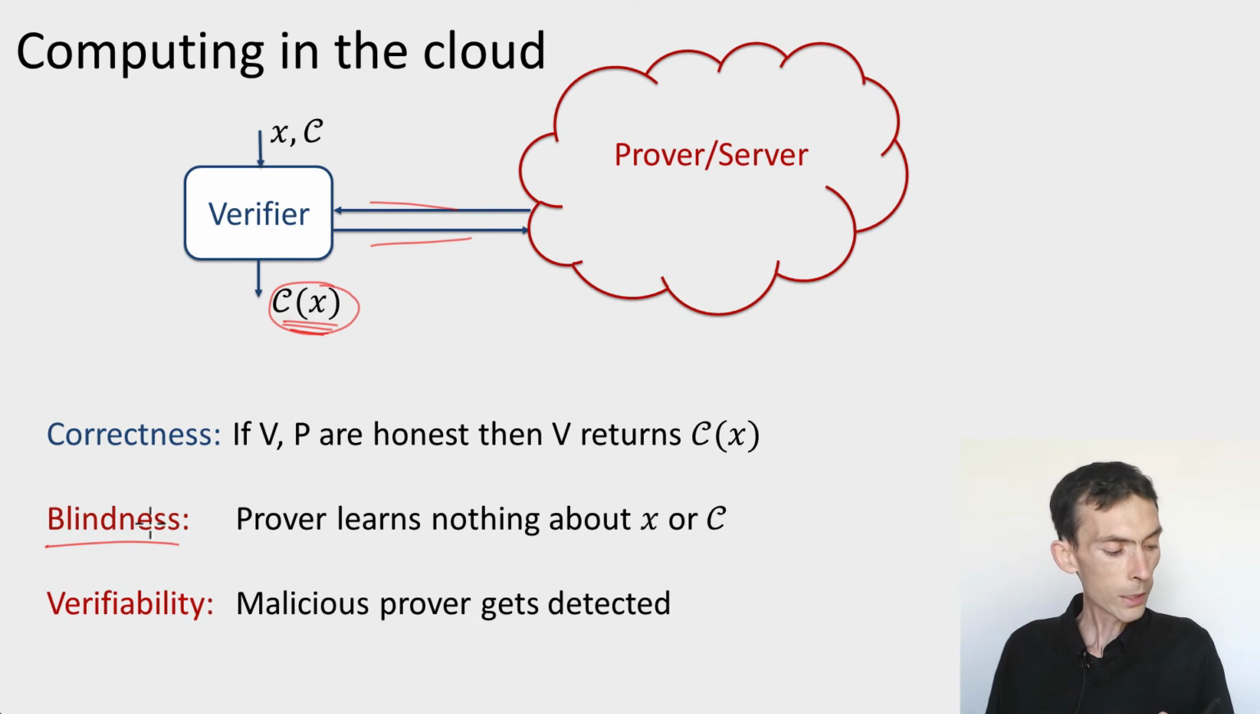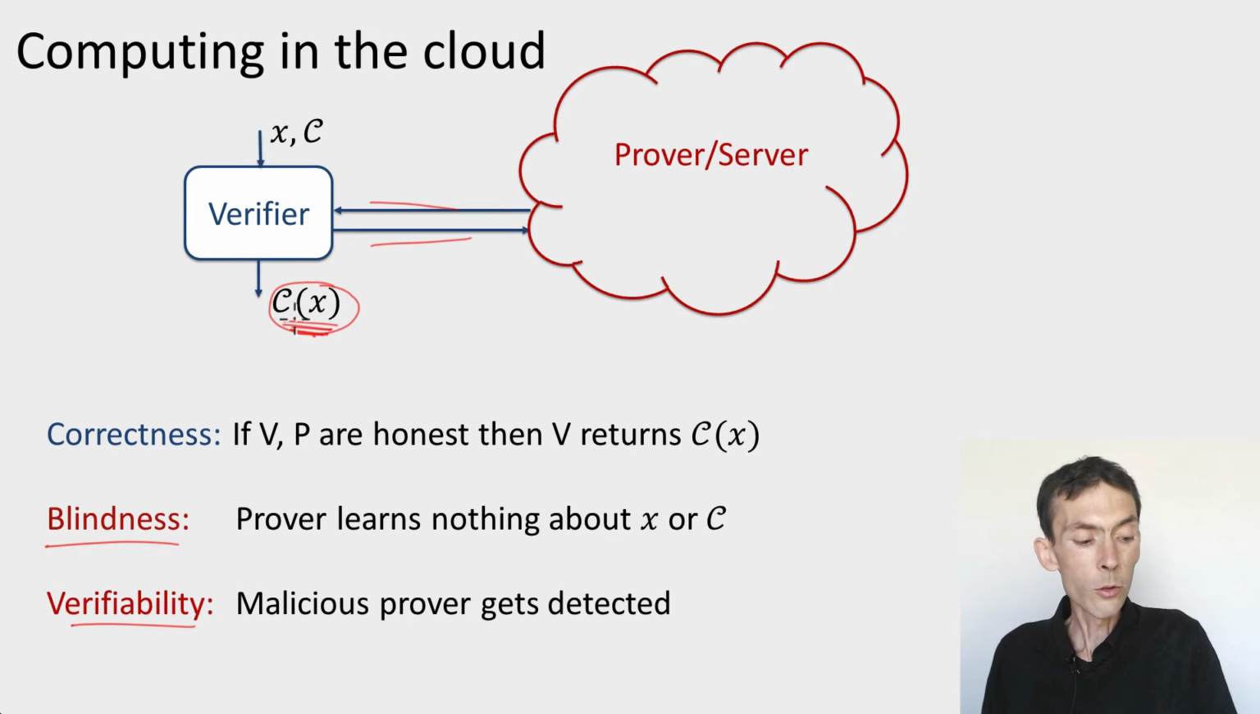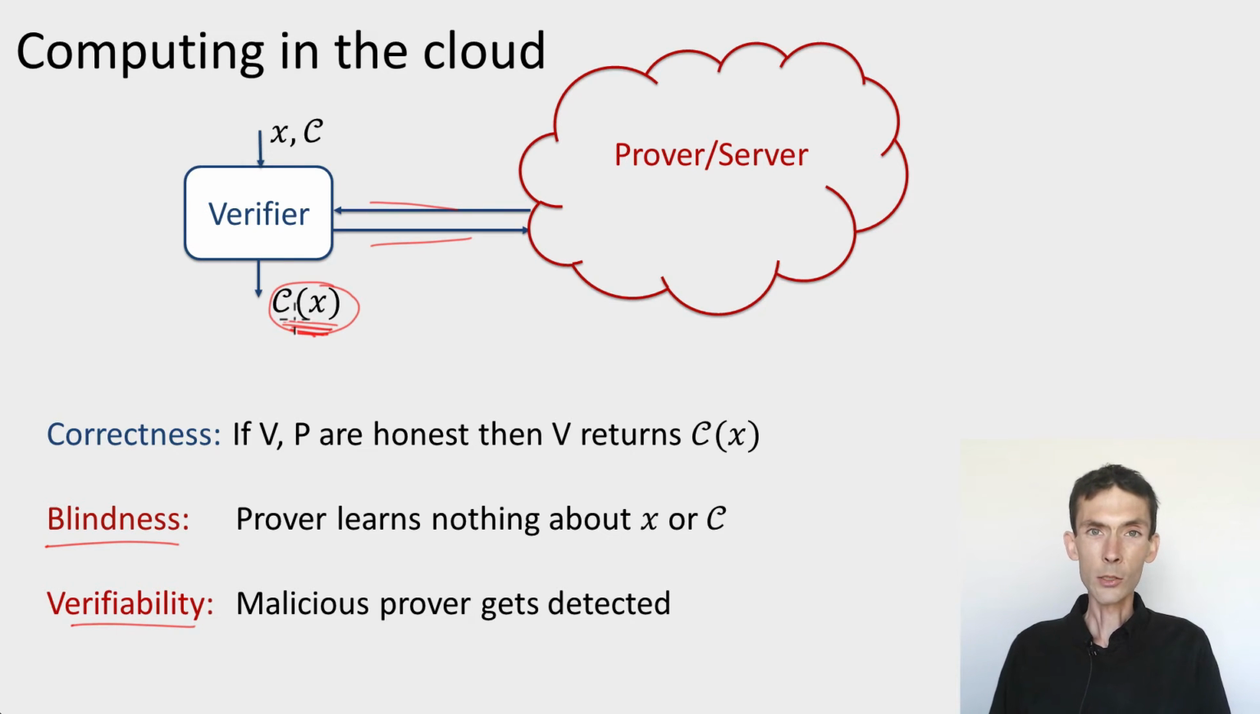So this is the blindness property. And then another property is verifiability. Of course, if the prover is dishonest, then either you still manage to get the correct outcome, or you detect that this prover is behaving dishonestly and is not implementing the circuit that you're asking it to implement, even though it doesn't know what circuit you're asking it to implement in case the protocol is blind. So verifiability and blindness are two different properties. Neither implies the other.